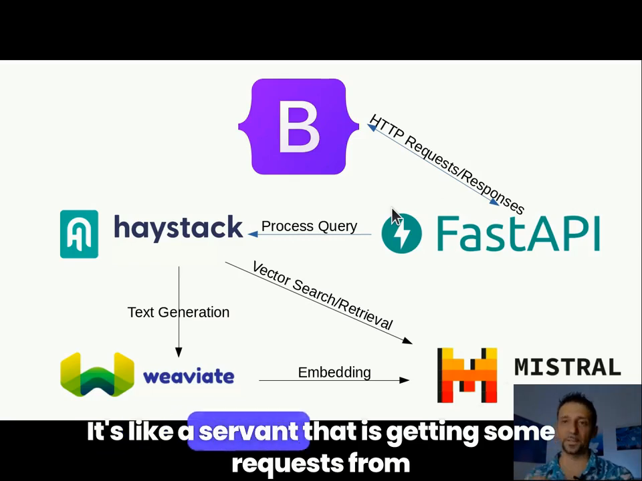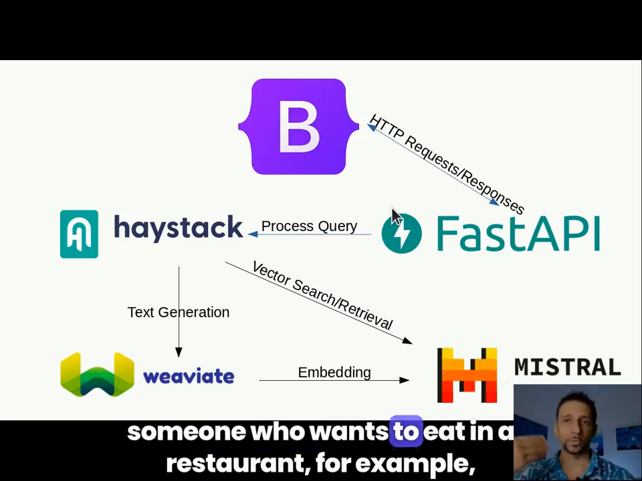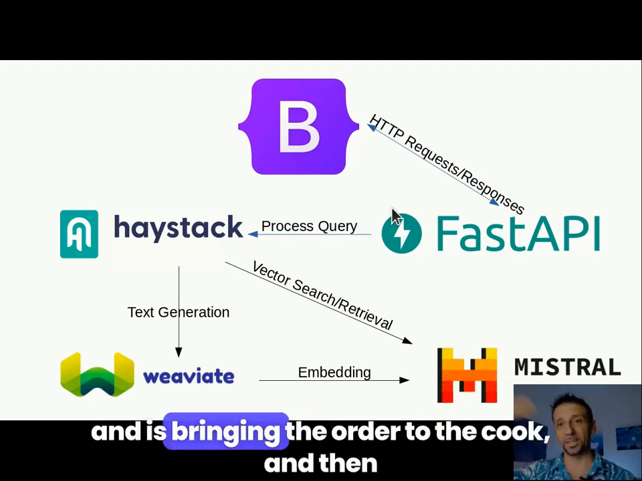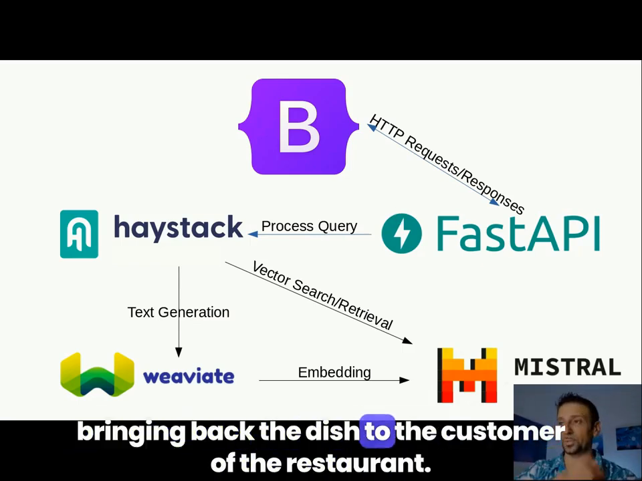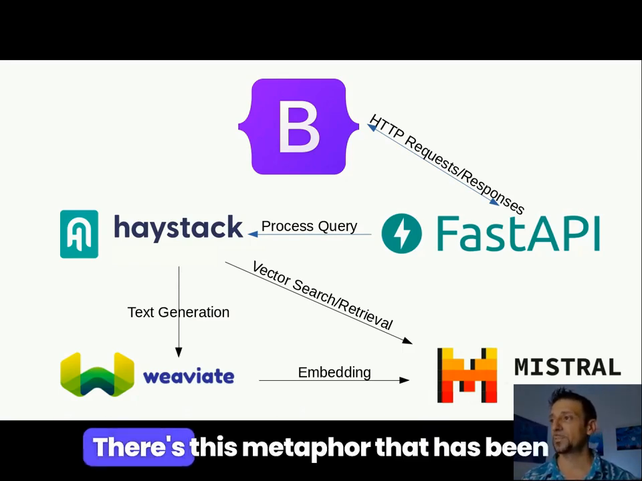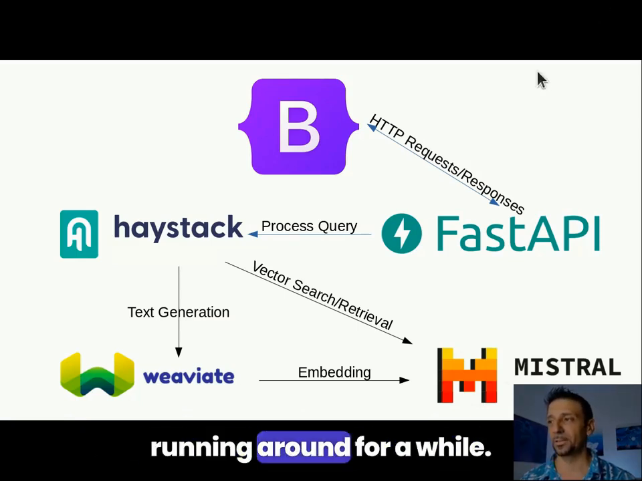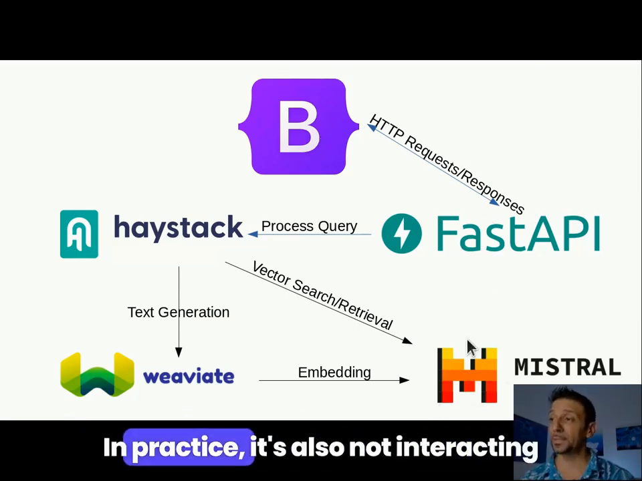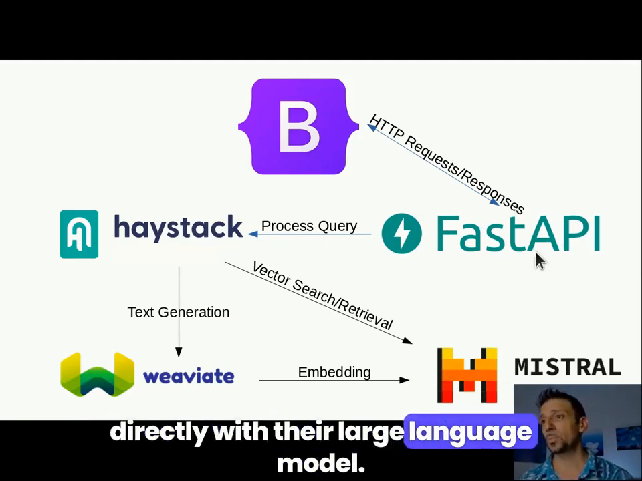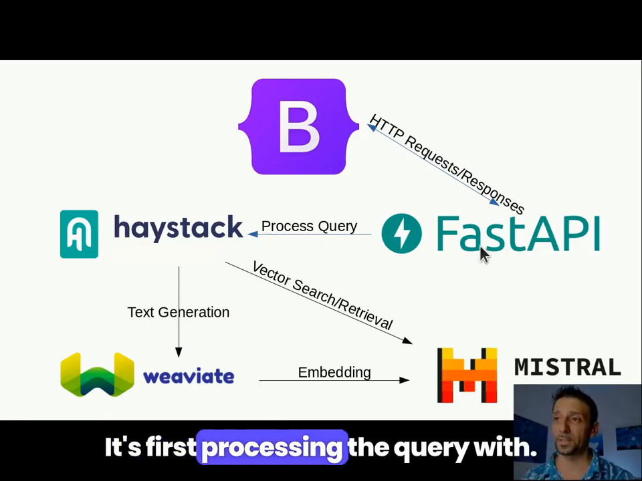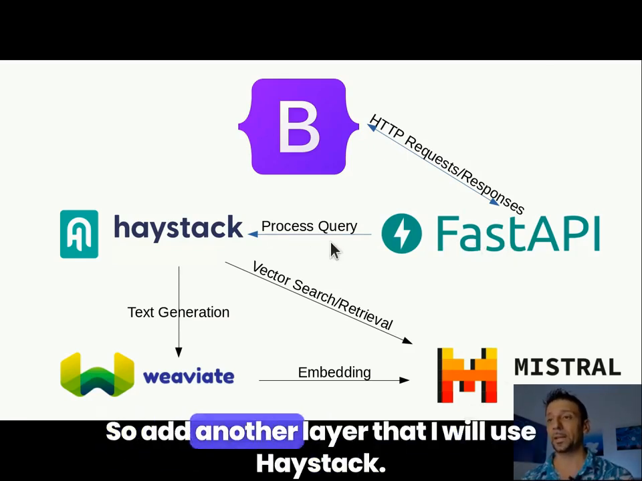It's like a waiter who gets a request from someone who wants to eat in a restaurant, brings the order to the cook, and then the cook cooks something, and the API brings the dish back to the customer of the restaurant. There's this metaphor that has been running around for a while. In practice, it's not interacting directly with the large language model. It first processes the query with another layer.